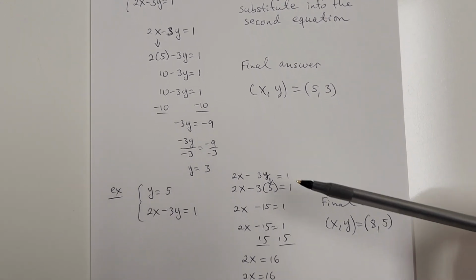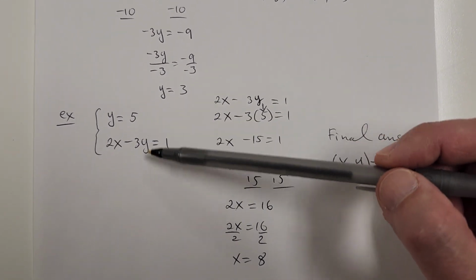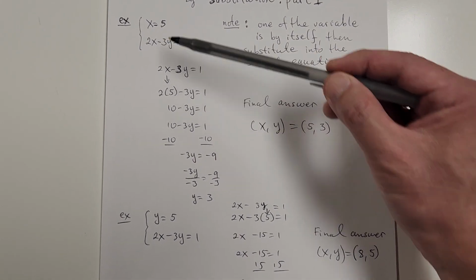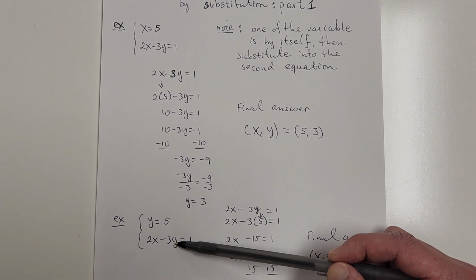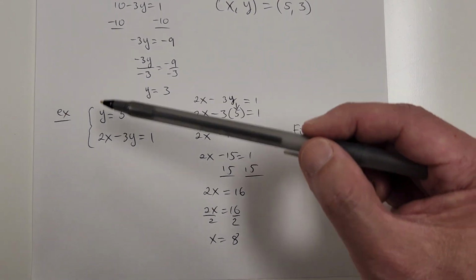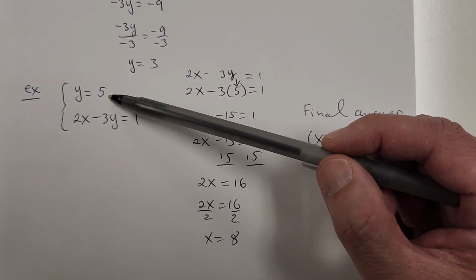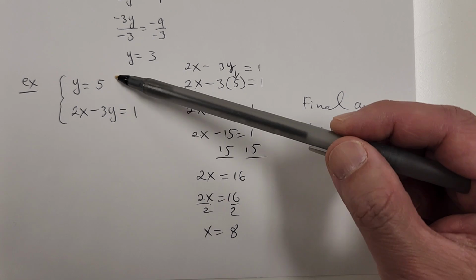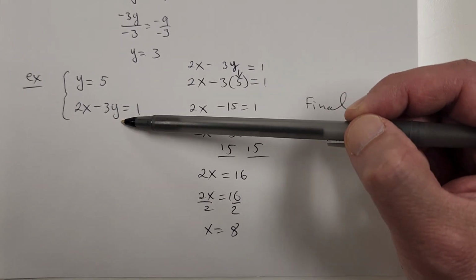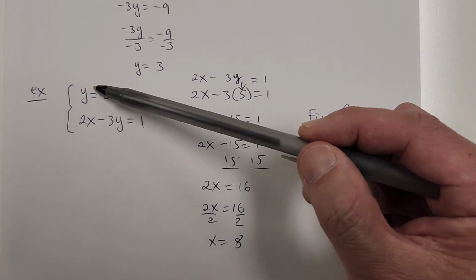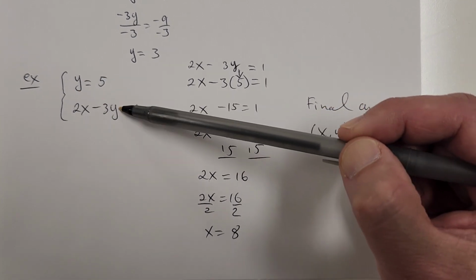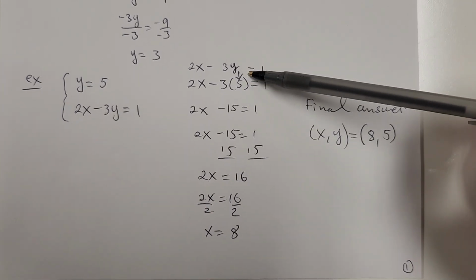Okay, so next example, same equation. If you look carefully, the second equation right here is the same as this equation. The only thing I'm changing is the variables x and y. So in this example, we already know what y is. Now go find x. So take this y and plug it into this right here. Take this y, plug it into this y. So that's what I have here.